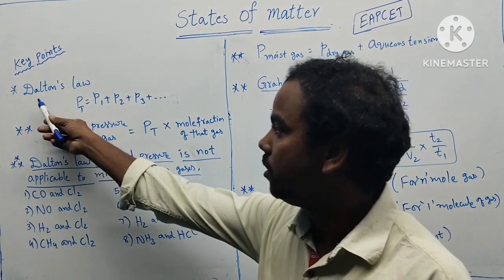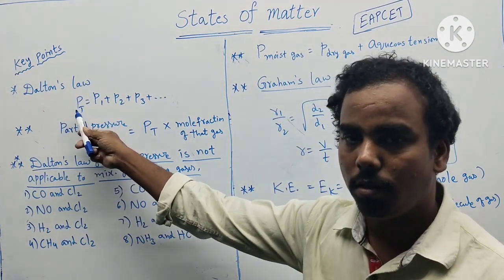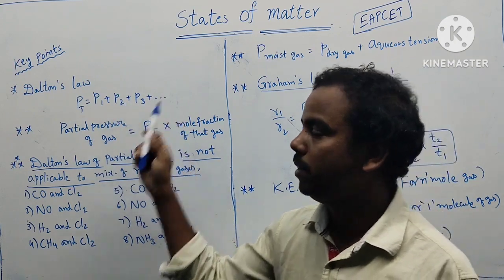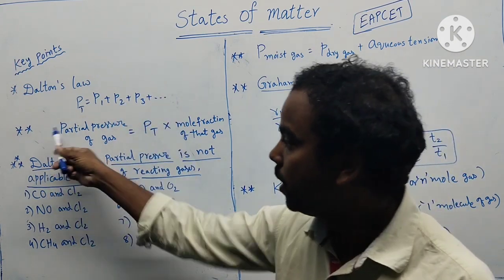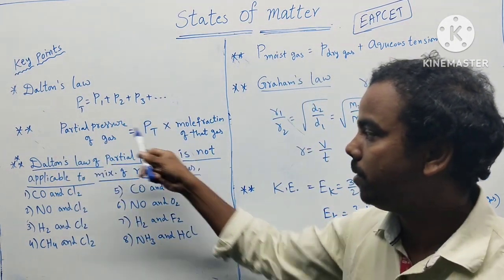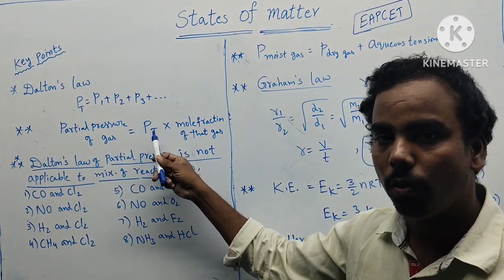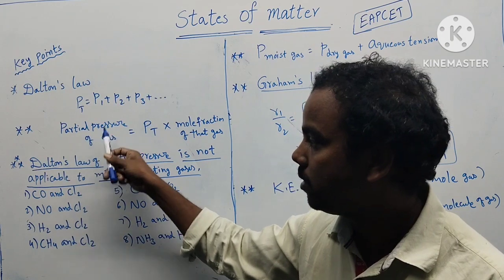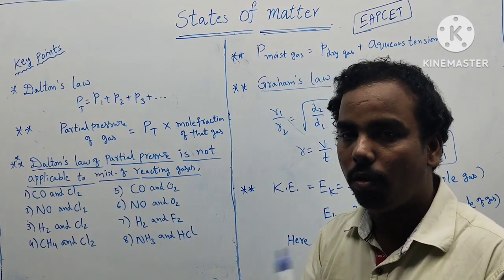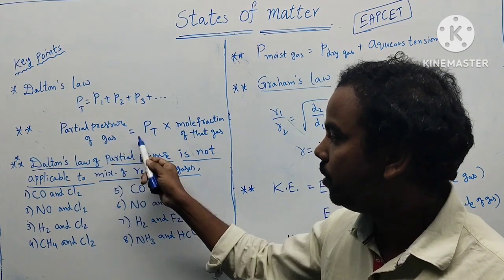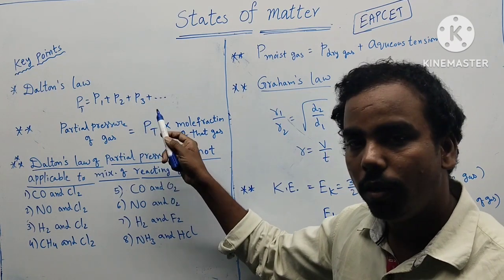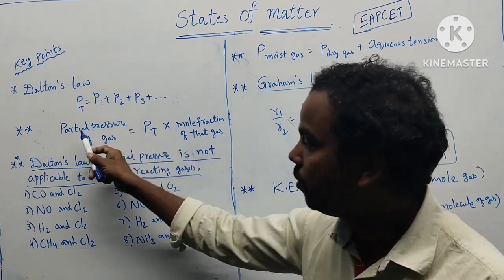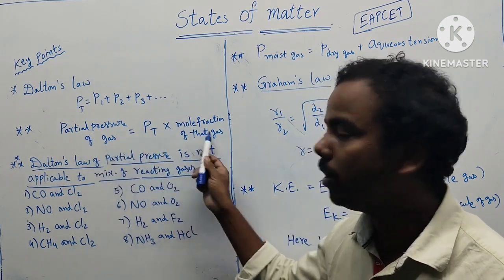Okay, next one, Dalton's law. Total pressure is equal to sum of the partial pressures of all the gases, P1 plus P2 plus P3. Next, partial pressure. The partial pressure of a gas is equal to total pressure into mole fraction of that gas. If you want partial pressure of O2 in a mixture of N2 and O2, partial pressure of O2 is equal to total pressure of N2 and O2 into mole fraction of O2. If you want O2, here O2. If you want N2, here N2.